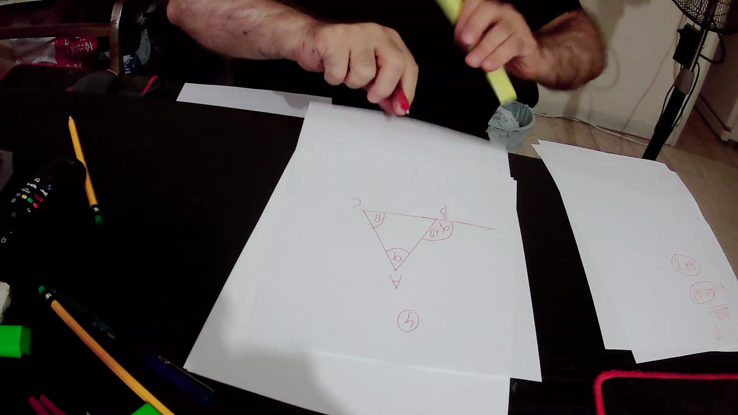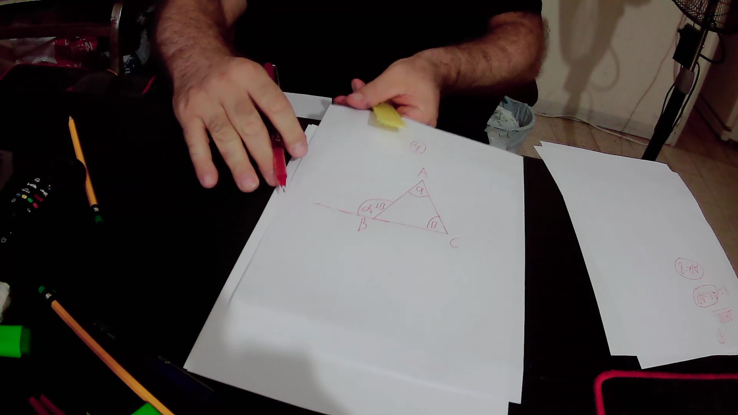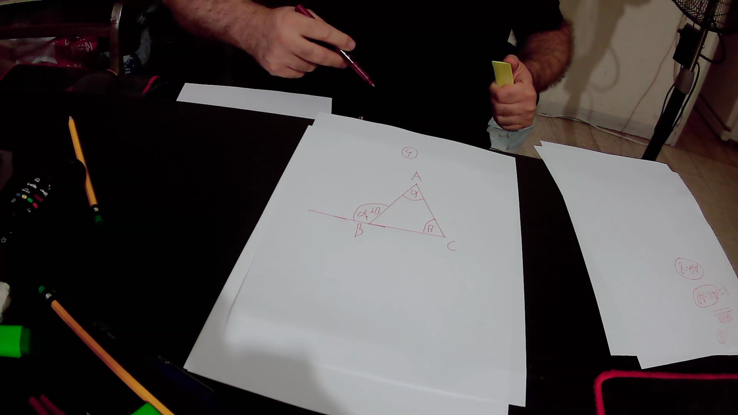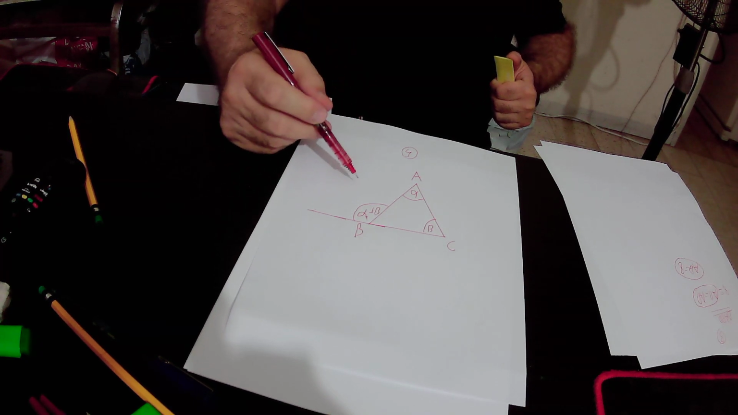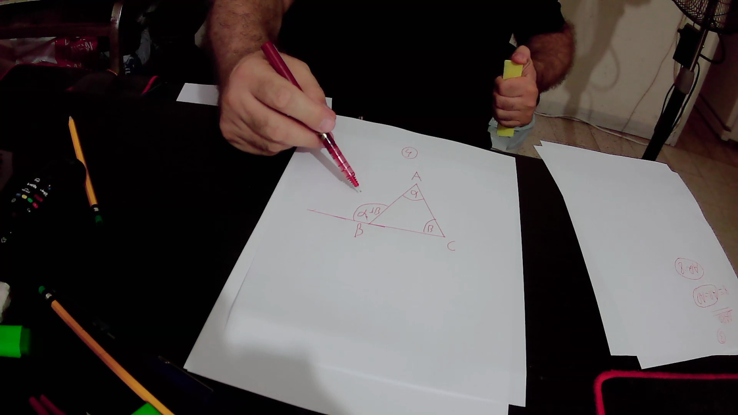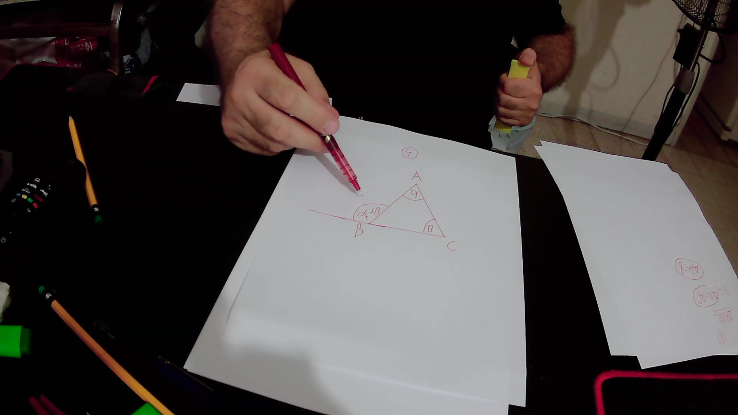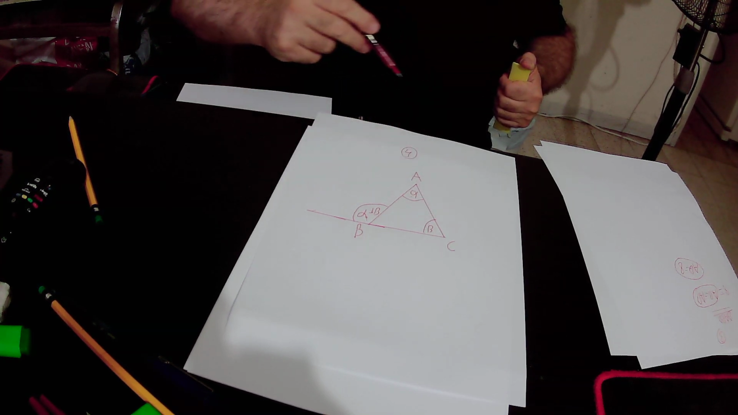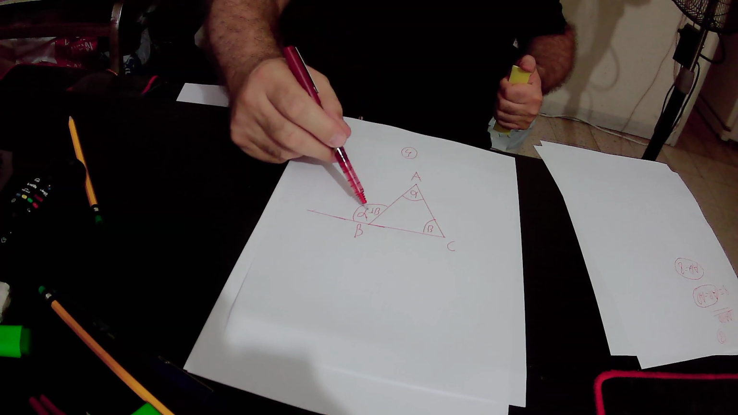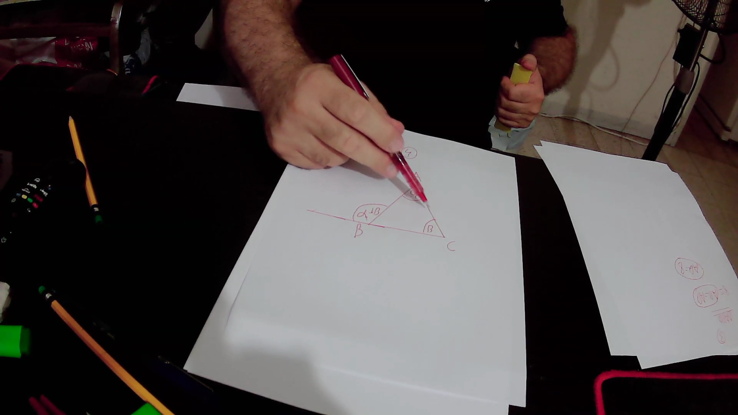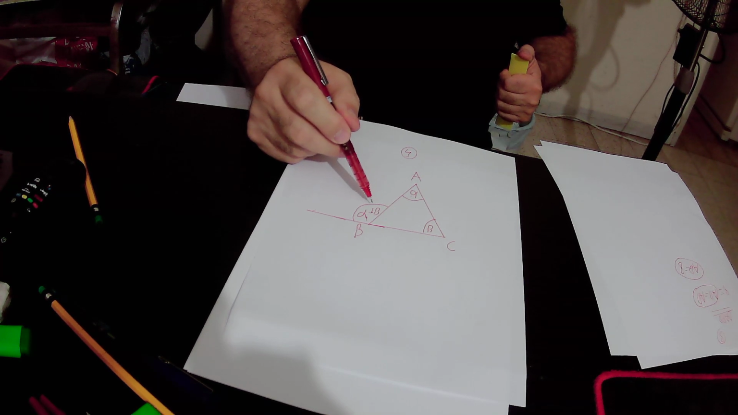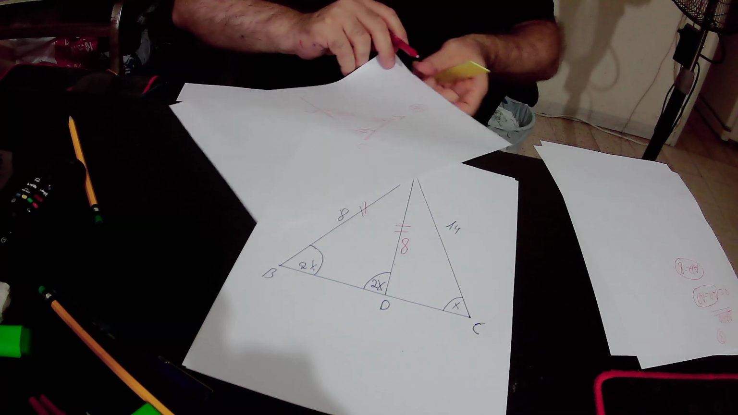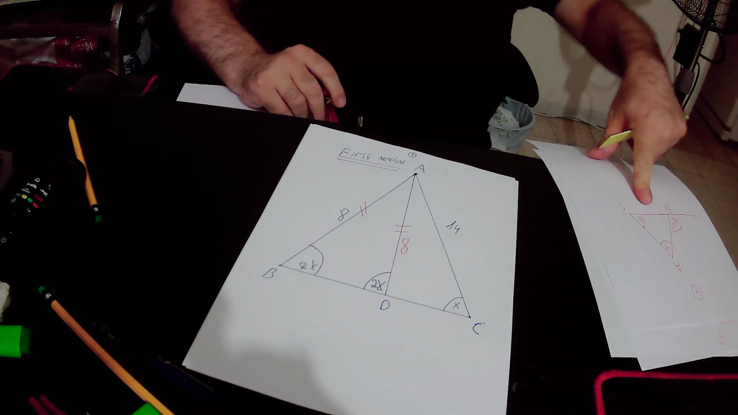Okay, again, in triangle ABC, we have angle alpha and angle beta. So, according to the rule that I mentioned here, the exterior angle, this angle, will be also equal to alpha plus beta. Or this angle will be equal to the sum of those two angles, that is to say alpha plus beta. Okay, so actually we can implement the rule that I stated here in our triangle.